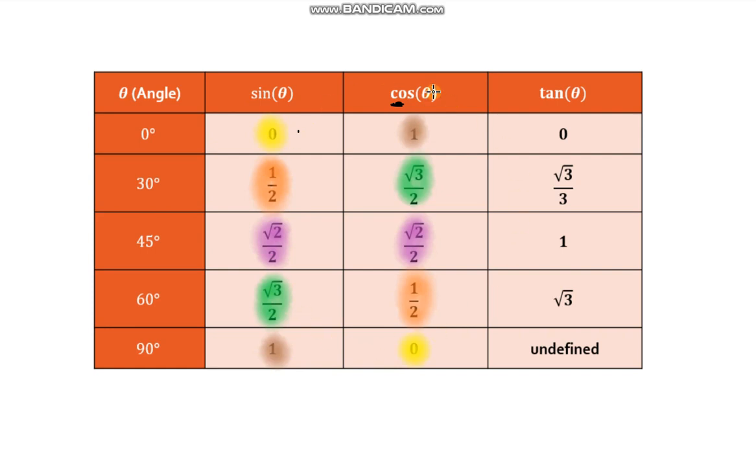Okay, so hopefully those few videos that I've shown you will help you along with understanding and learning the value of these trig functions, and I hope you enjoyed that.